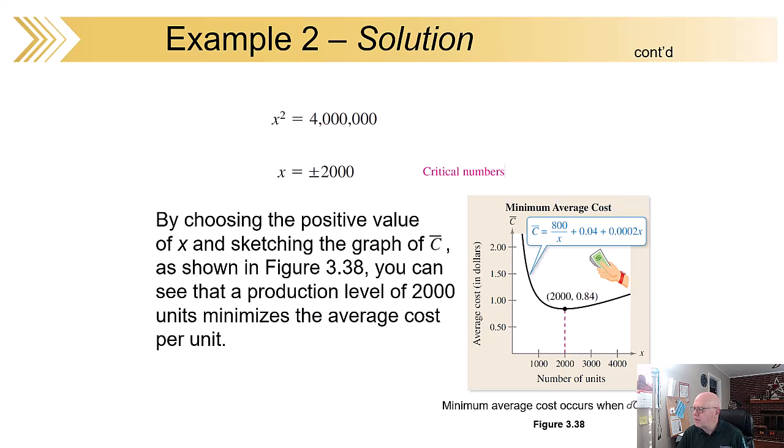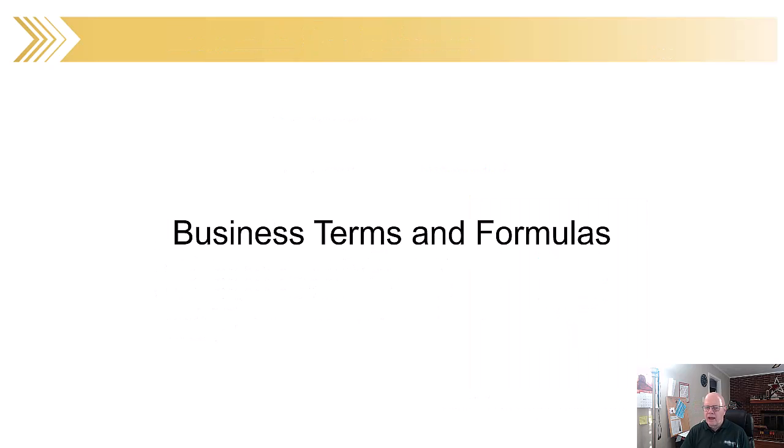Sketching the graph. Here's our 2,000. That minimizes our average cost per unit. And last of all, this has been pretty short, but I've got a few things to look at.